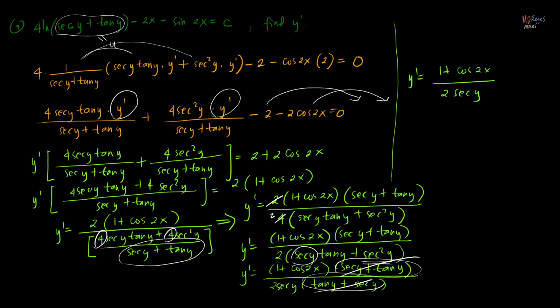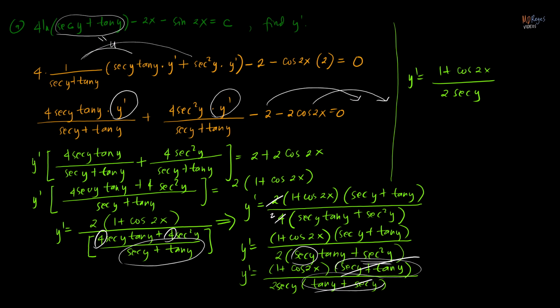Okay, I hope I was very clear on what I did at the bottom part. Just going back to this. What I did was factor out secant y from both terms in the denominator. And then we obtained this expression, secant y plus tangent y in the numerator, and also the same expression in the denominator. So when I divided, we got 1. So when simplified, what we had is y prime equals 1 plus cosine 2x over 2 secant y.